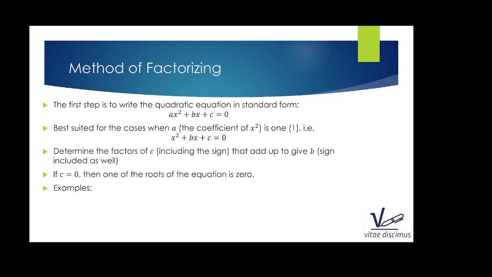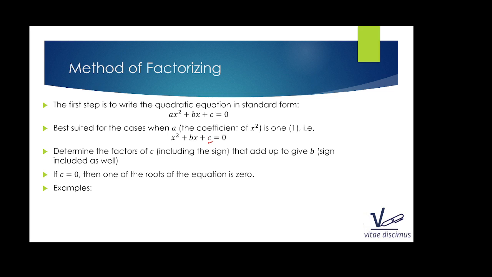The first step is to write the quadratic equation in the standard form. As I mentioned, the equation can be given in another form, but you should first convert it into the standard form. This method of factorizing is best suited for cases when the coefficient of x squared, the a term, is 1. Then we determine the factors of c, the last constant term, that add up to give b, the coefficient of x, taking note of the signs as well.